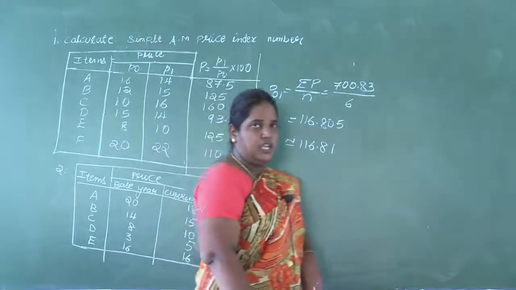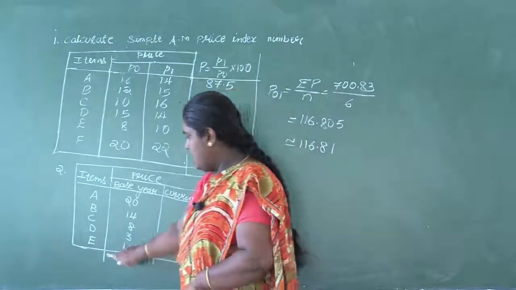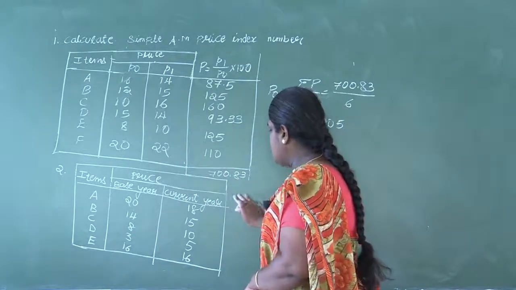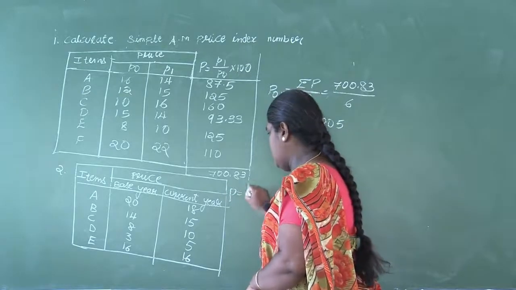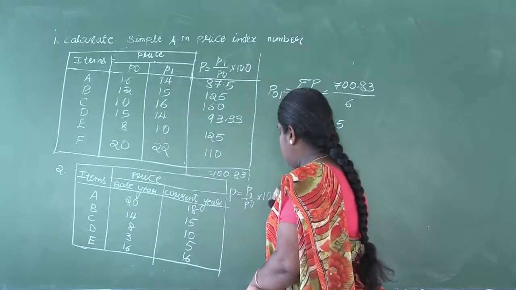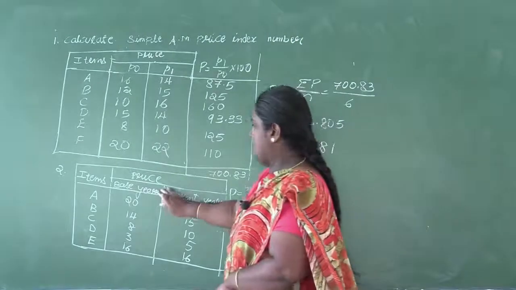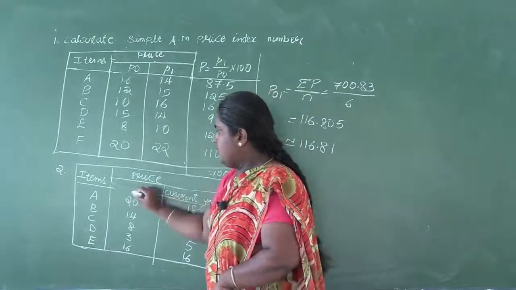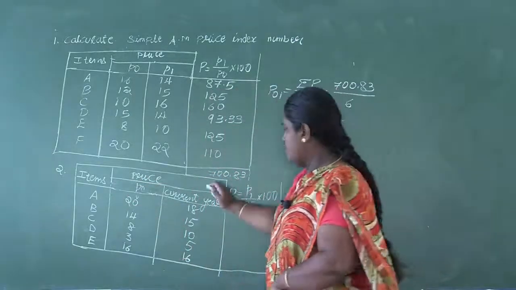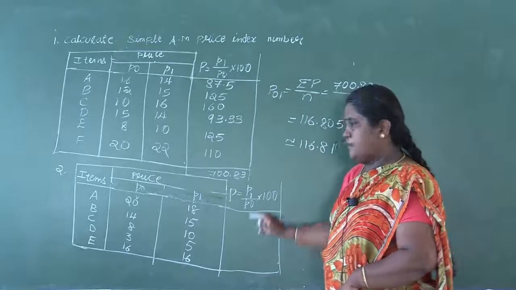Similarly, we'll be doing the second problem. So here the number of observations or the number of items are 5. So we have up to E. So N is 5 in this. So first we have to calculate the price relative, P1 divided by P0 into 100. They have mentioned already as base year price and current year price. So base year price, what is the symbol? It is P0. And current year price, the symbol is P1. So when we have P0 and P1, we can calculate the P values.